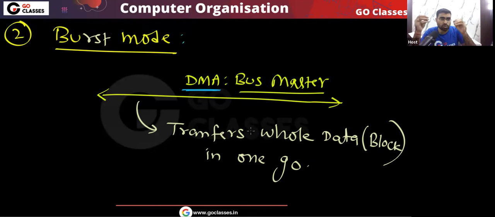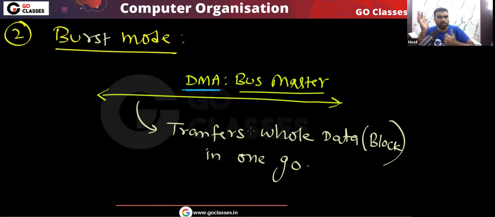So remember, it is not necessary that CPU will be idle. In the burst mode, it is not necessary that CPU will be idle. CPU can use the cache memory. But remember, when the cache memory does not have the required data, then CPU will be idle. So this is what I'm saying, that in the burst mode, for a long duration, the DMA will be the bus master. When it becomes the bus master, it will transfer the whole data in one go. So during this long time, CPU cannot access the system bus, CPU cannot access the main memory.